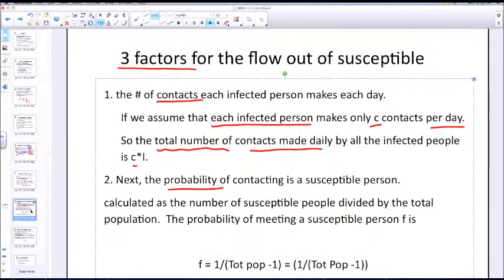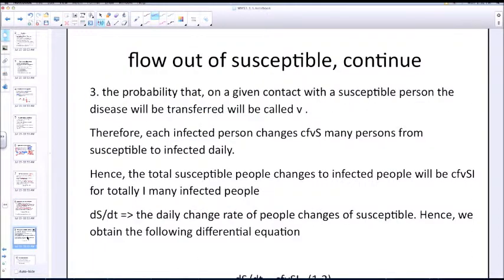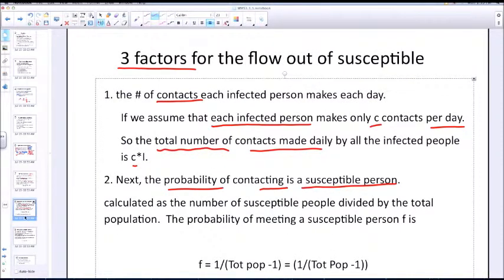So the second number is the probability that the contacted person is a susceptible person. And also we look at the probability that, given a contact, the susceptible person really became sick. So there are another 2 probabilities we need to think about. As I said, there are 3 types of contacts. Only a portion of the contacts really happen between the susceptible and the infected.